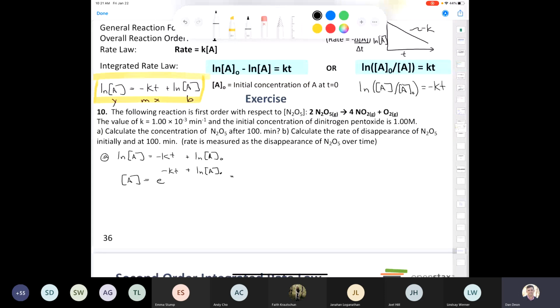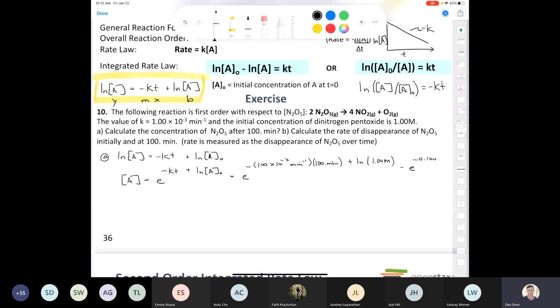So now we're just going to plug in some numbers. We're going to get that the exponent is equal to negative 1.00 times 10 to the minus 3 reciprocal minutes times 100 minutes like that, plus the ln of 1, which is 0. So there we go. All right. Anyhow, when we put all that into our calculator, we end up with e to the power of negative 0.100.